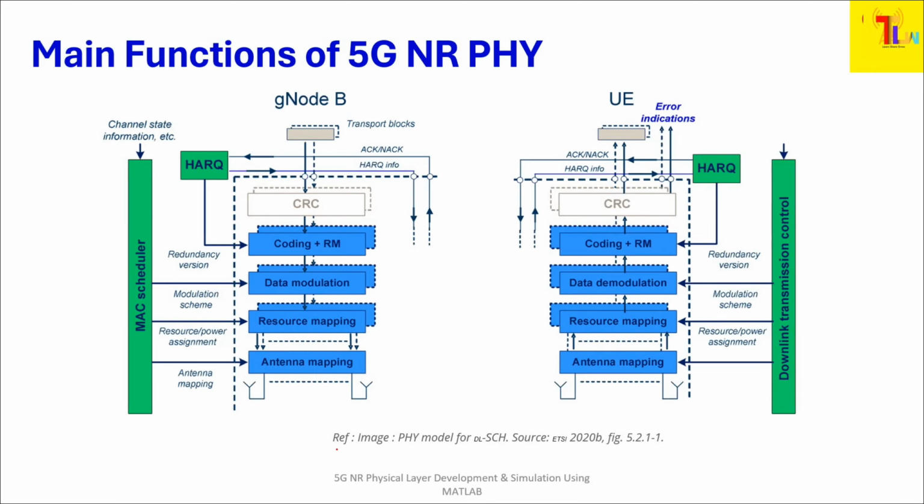This image has been referred from the physical module for the downlink shared channel, which is ETSI 2020B, 5.2.1/1. This is the main reference that has been taken. Over here we are going to majorly see two different layers, the MAC layer and the physical layer, wherein the MAC scheduler is at the gNB side, and the other end is going to be the UE side.